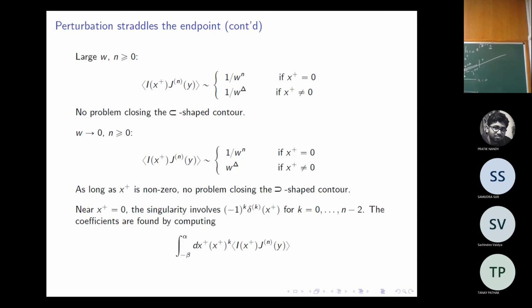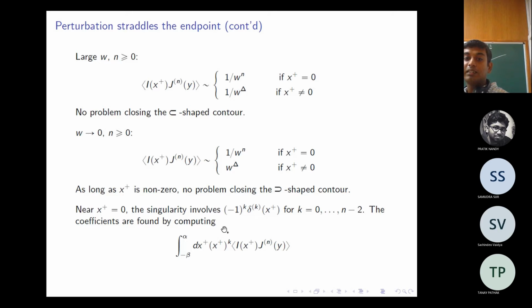And you can do some numerical analysis to show that this I x plus, j n y, this correlation function at x plus equal to 0 has various delta functions as its divergence, delta functions and their derivatives. So I have not shown the numerical plots, but you can show them. It's in the paper. We have tried to find the coefficients of those delta functions. These are what will give rise to the light ray moment in the delta HA.